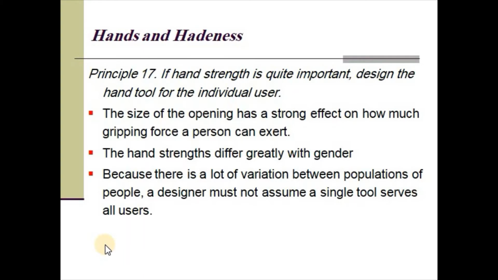Meaning that, let's consider here, for example, the scissors being used by the tailor. It's different from the scissors used by little children. So here the size of the opening of the scissors has an effect on how much gripping force can be exerted by the person using the tool. Okay, so because the hand strength differs greatly between children and adults, we have to design this scissors for the specific and individual user. That's why we should not design a tool that serves all users. We have to design the tool that serves each individual person for his purpose.